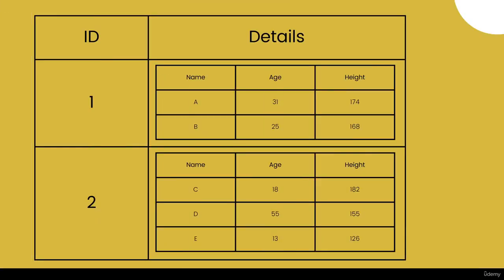This is an example of how a nested data type will be stored in a table. So in this table, we have two columns, ID and details. As you can see, the details column is of nested data type and it has three subcolumns.